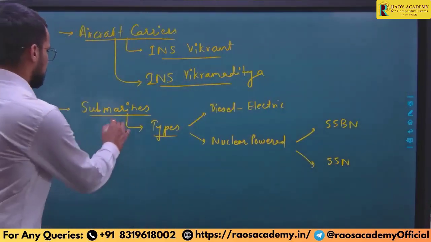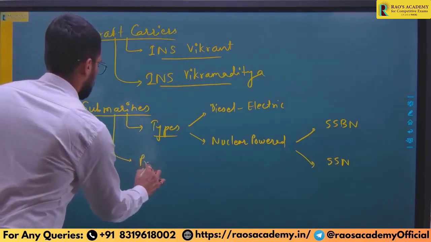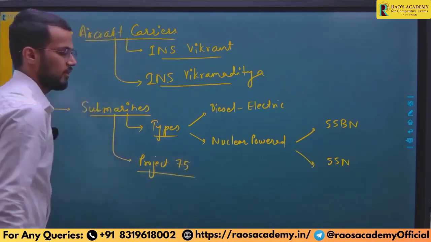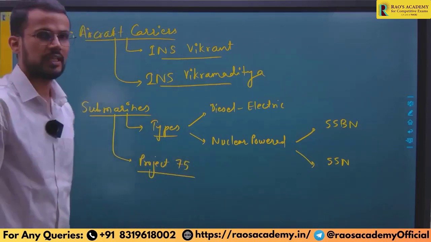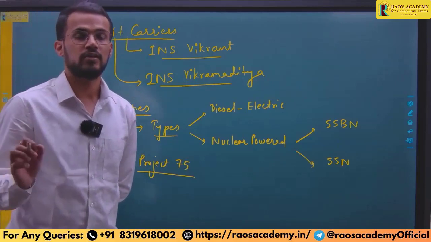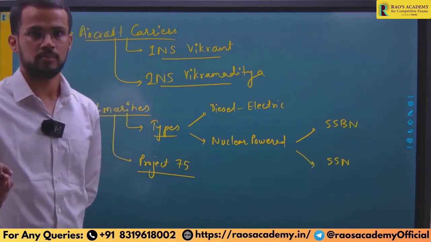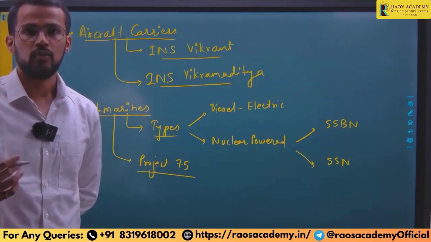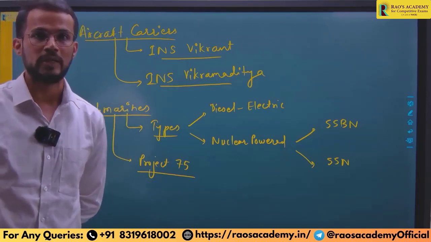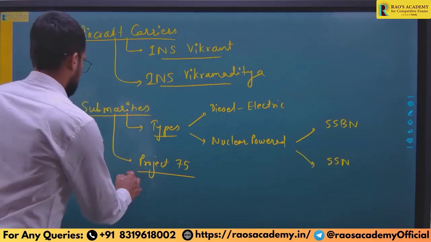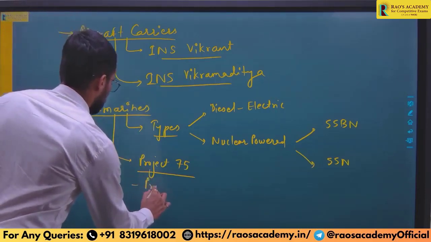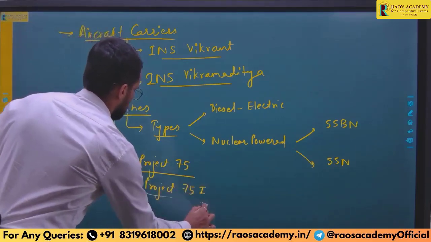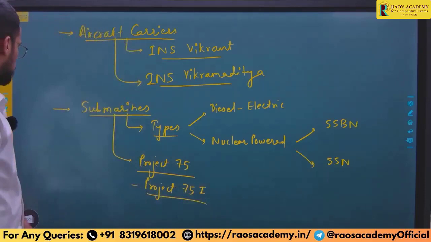Fine. Then there is one project going on called Project 75. That project is important. Project 75 is the project between India and France, under which we are developing 6 Scorpion class submarines, of which 5 have already been commissioned, and the 6th one will be commissioned towards the end of 2023. And there is a follow-up mission called Project 75I. That also is important from the exam's perspective. Fine, so that is about submarines.